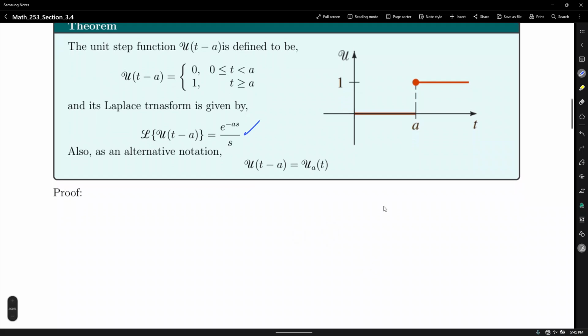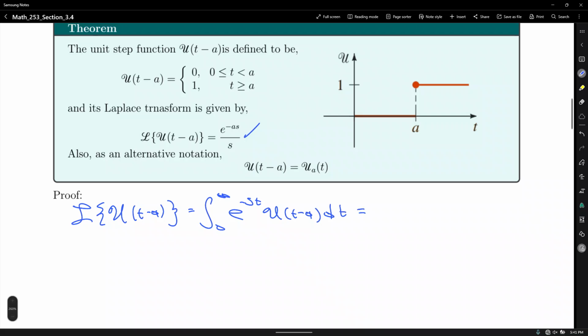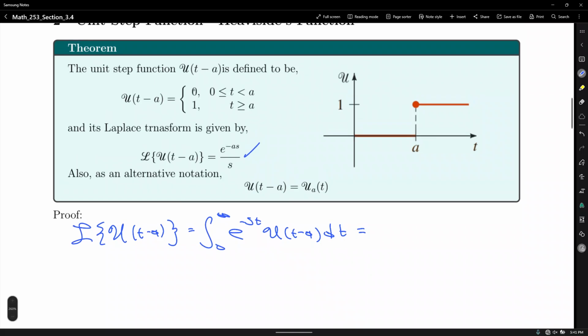Okay, so let's find the transform of u of t minus a, which is, what is that? The integral from 0 to infinity of e to the negative st u of t minus a. But how are we going to integrate that? Well, what do we have? We have a piecewise function, right? So from this piecewise function, what's the value of the function between 0 and a?